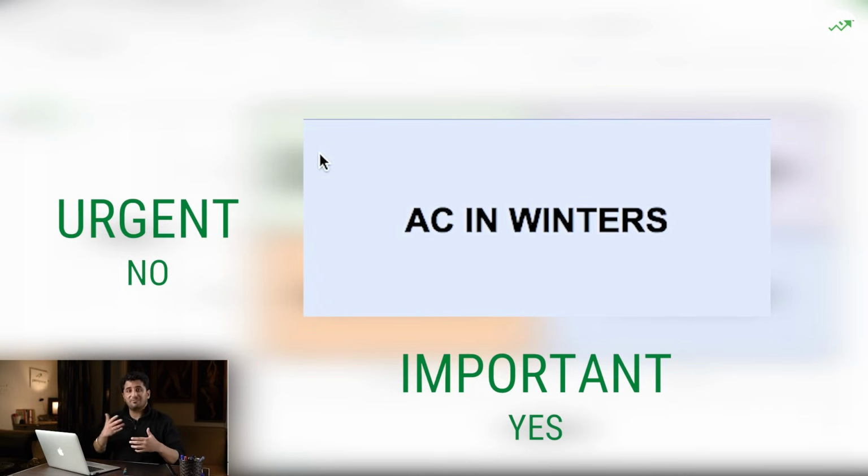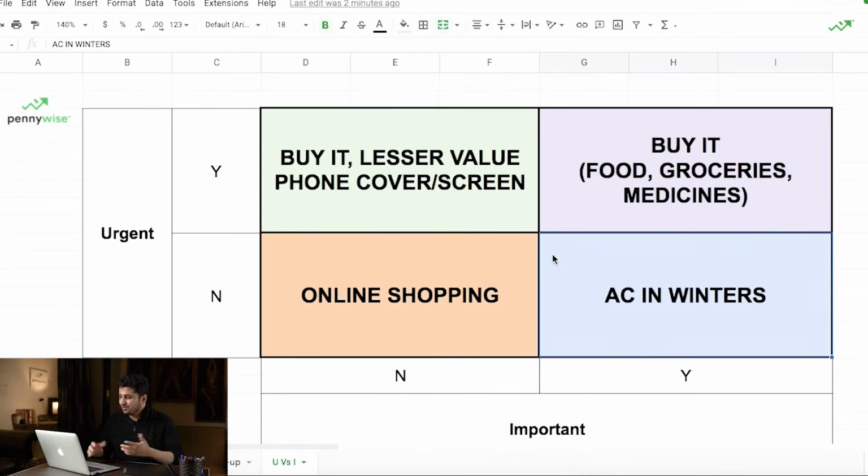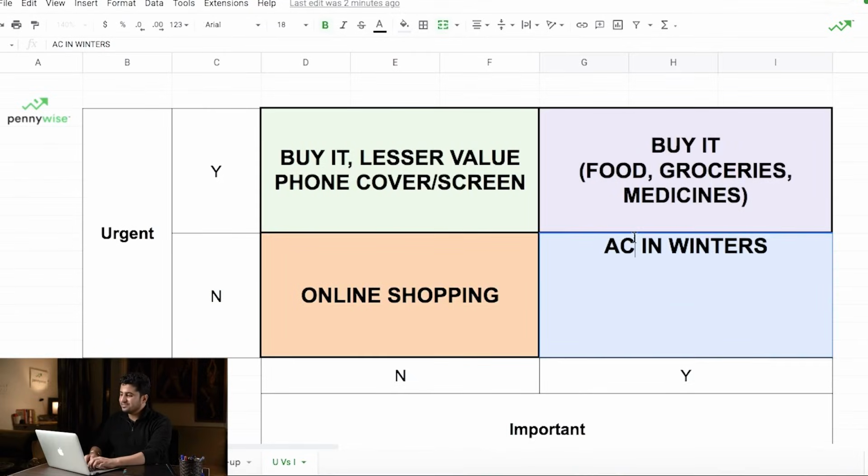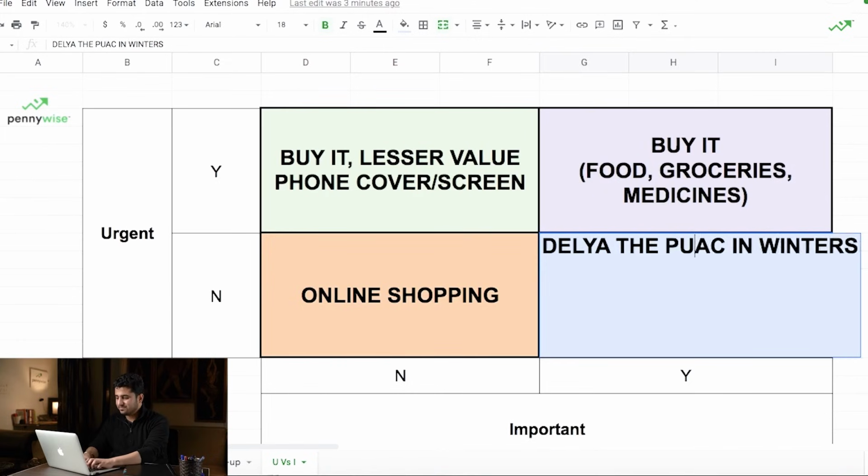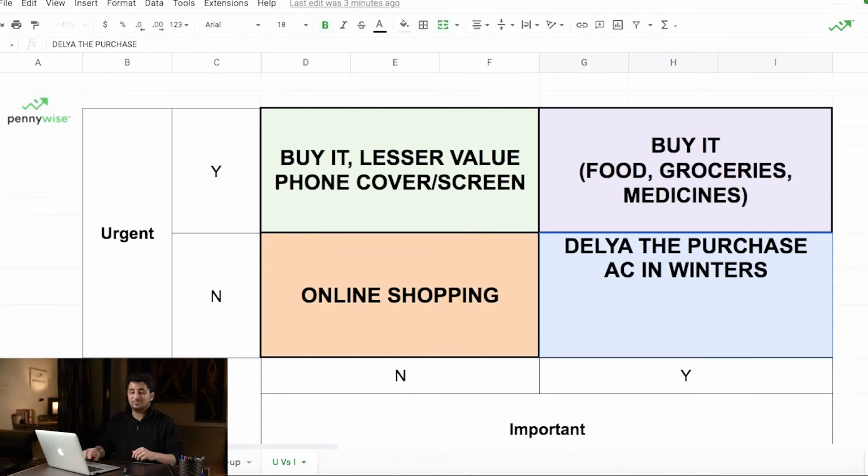I'm going to finally start using the AC in a full-fledged way 6 months down the line, maybe once the summers start hitting, right? And so I can easily delay this expense. I don't have to make this expense as of now. And so for all such scenarios where it's not urgent but important, simply delay the purchase.